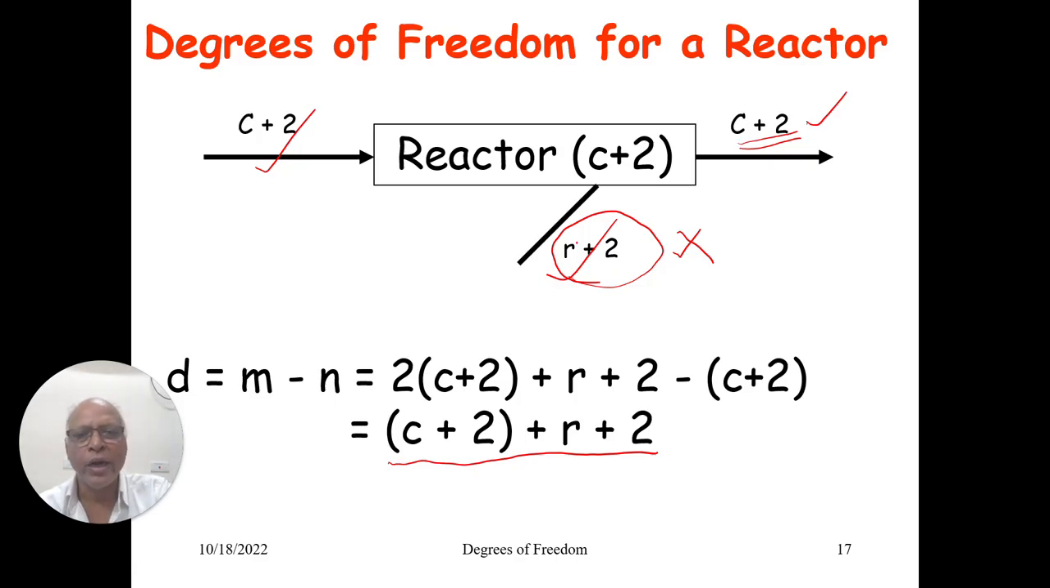Degrees of freedom will never tell you to define these C plus 2 variables and these R plus 2 variables. This is being forced on you because the model that you are using in any process simulator is capable of doing rating calculations. The rating problem requires you to specify the input stream and equipment parameters. This is only one of the ways in which the problem can be defined.